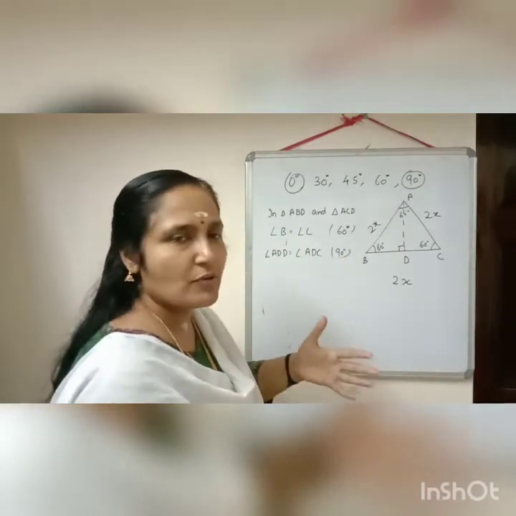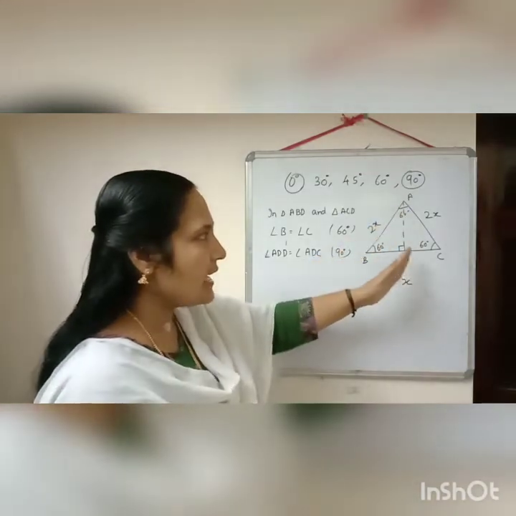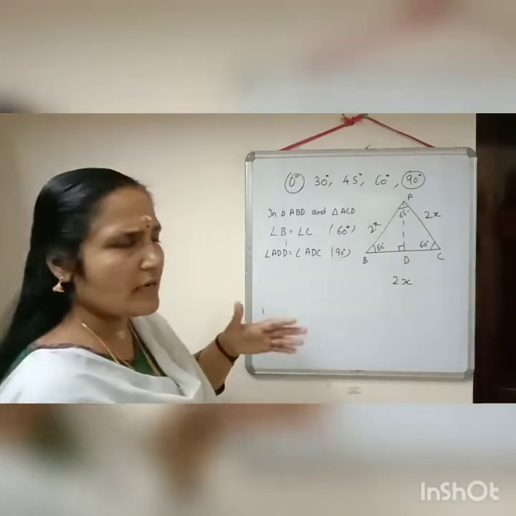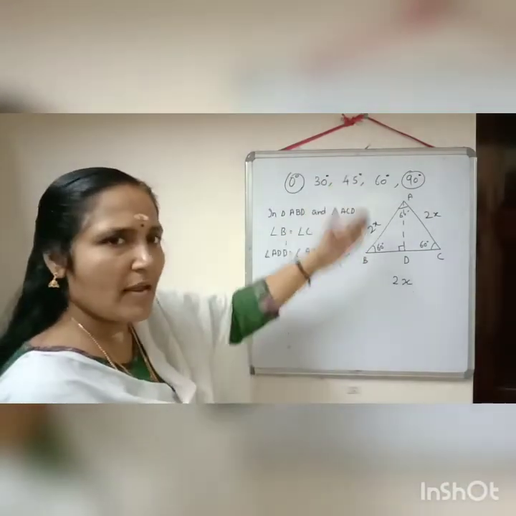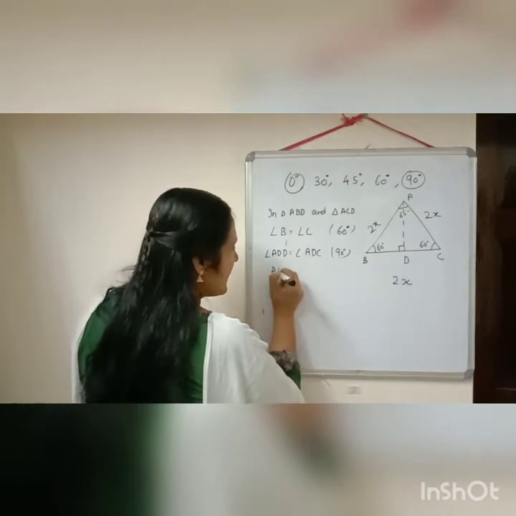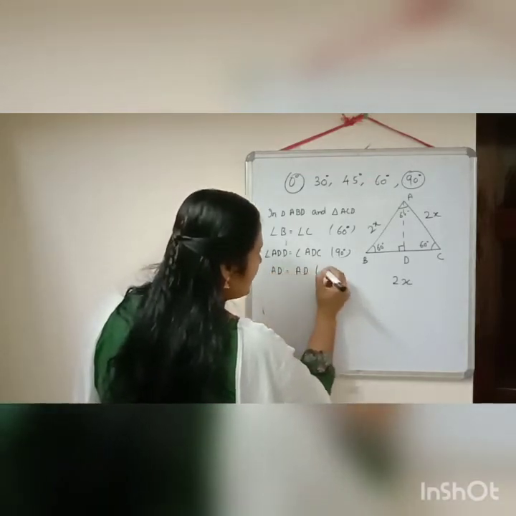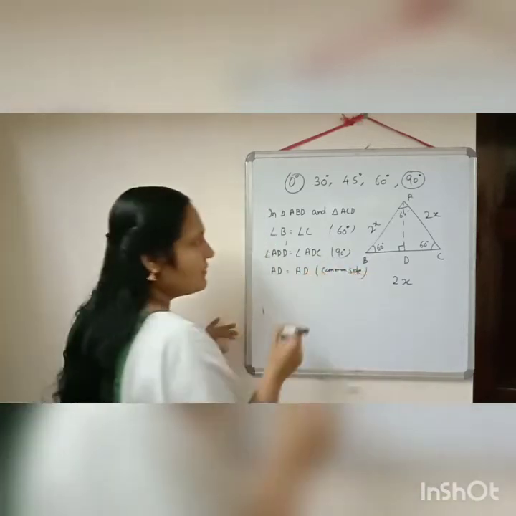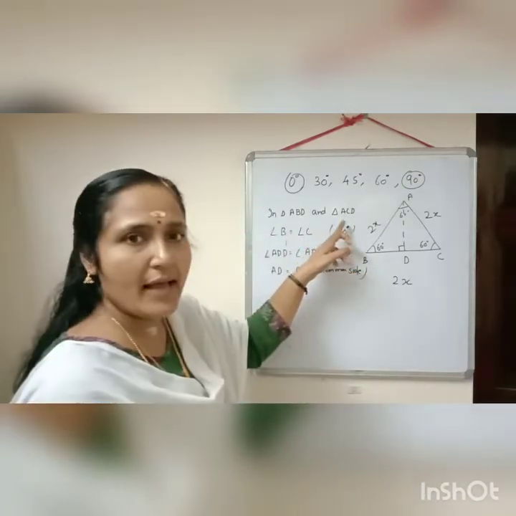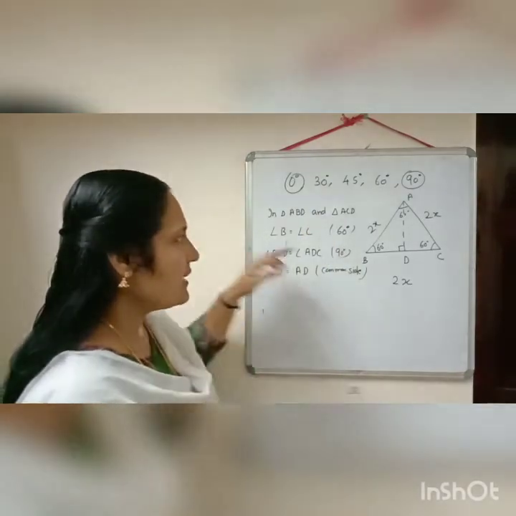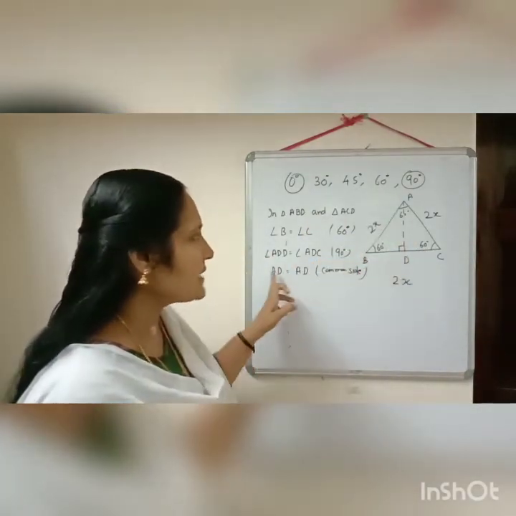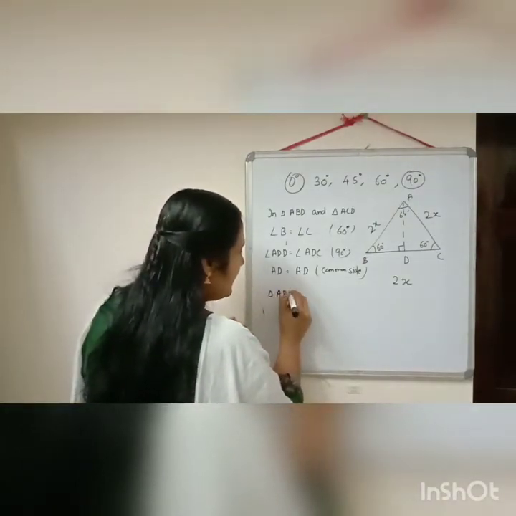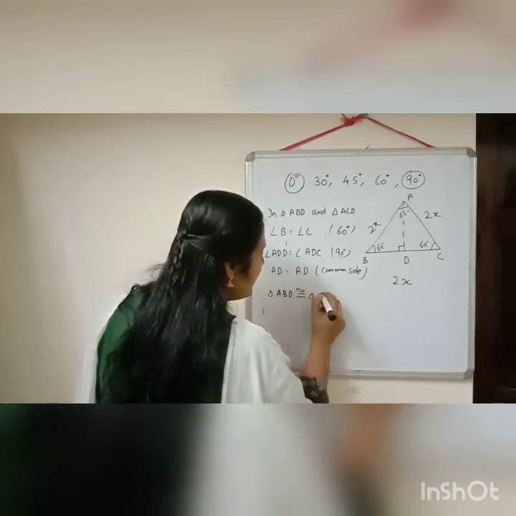Now we need one side. That depends on you. Any side you can take. Either you can take AD as the common side or you can take AB equal to AC. Which one you need, you can take. At present I am taking AD. So write down, AD is equal to AD, reason: common side. So in triangle ABD and triangle ACD, we are getting two equal angles and one side equal. Therefore, triangle ABD is congruent to triangle ACD.